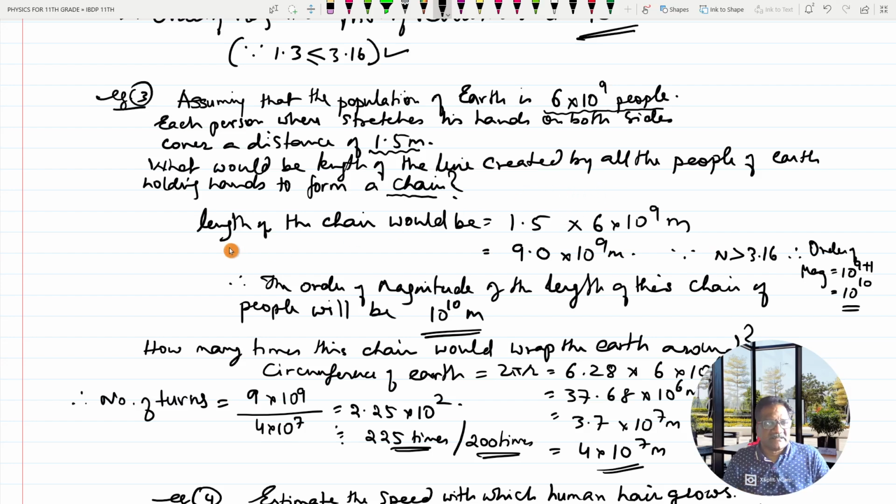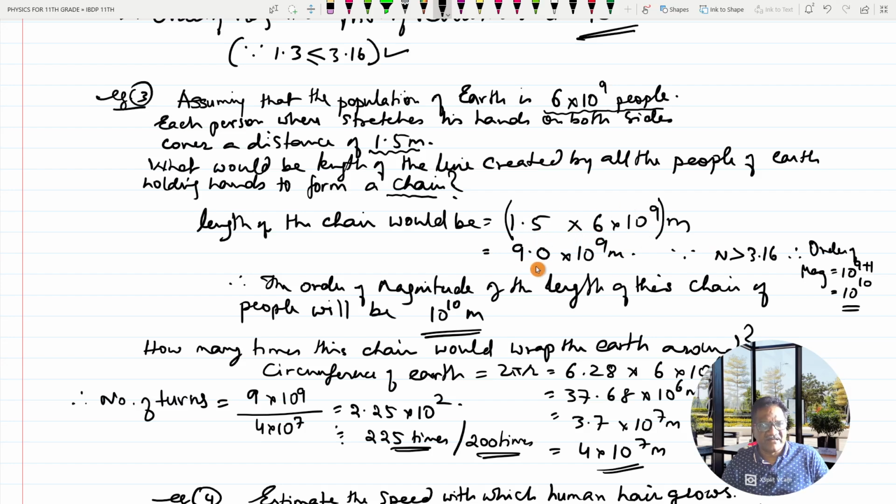Now, the length of the chain would be how much? One person, when he stretches out his hands on both sides, covers a distance of 1.5 meters. That multiplied by the total number of people, 6 into 10 raised to 9, will give you in meters the length of the chain formed by this many people. So a long chain of length 1.5 into 6 into 10 raised to 9 meters will be formed. Now 1.5 into 6 is nothing but 9.